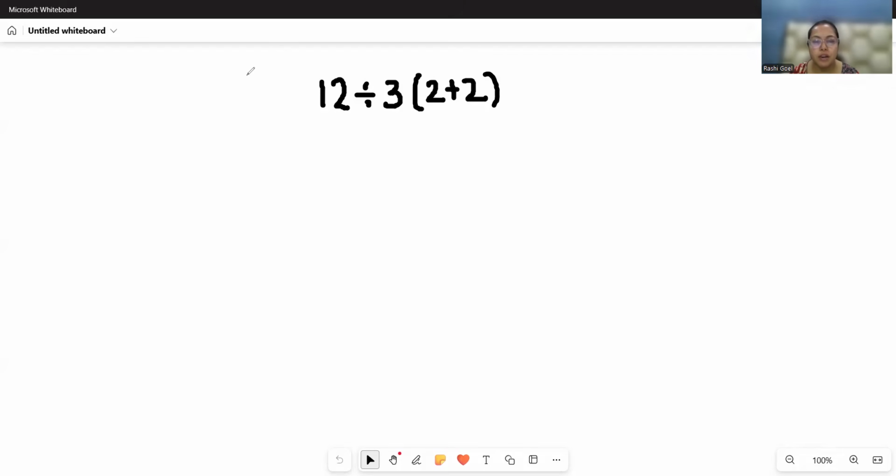In this video, we are going to solve 12 ÷ 3(2 + 2). This looks simple, but still many people fail to solve it because they did not take the right approach. They solve it like this: 2 plus 2 as 4, and 4 times 3 as 12, and 12 divided by 12 as 1, which is the incorrect answer. Yes, you heard it right, because this is not the right approach to solve.